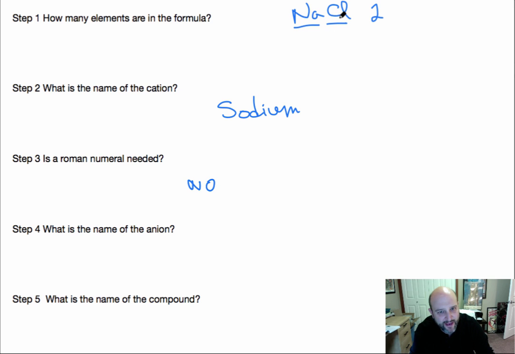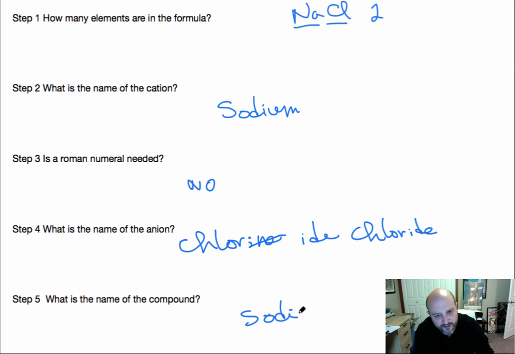What is the name of the anion? I'm seeing chlorine. This is the chlorine atom, but we take that off and we change it to "ide" because it's an anion, so we call it the chloride anion. And so what's the name of the compound? The name of the compound is sodium chloride. So that's one example.